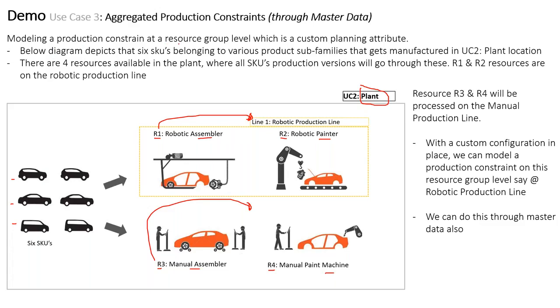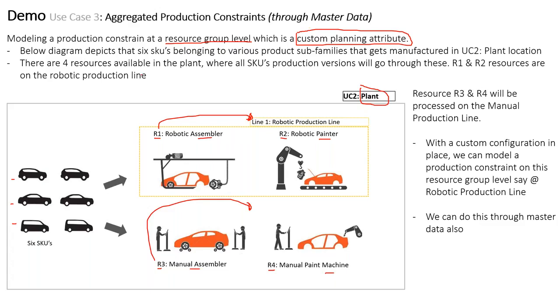So let's quickly read this. Modeling a production constraint at a resource group level, which is a custom planning attribute. This is the one I'm talking about. So I'm coming back to the planning level again. For aggregated key figures, the planning level is key: at what level you want to constrain. That would be at the aggregated level, so it's not just a detail level. It could be any level in your hierarchy, and that hierarchy you can also create as a custom one.